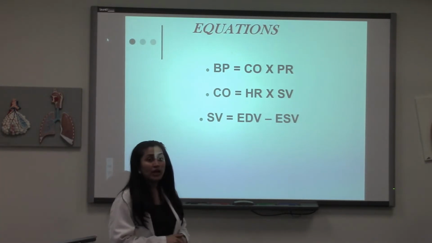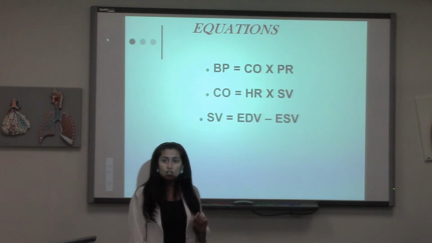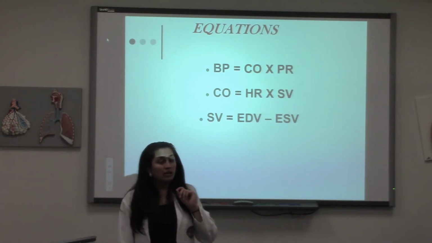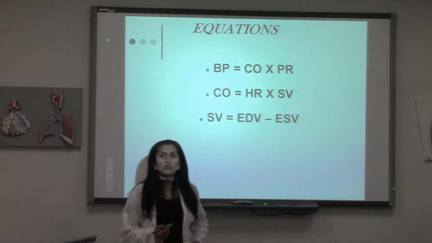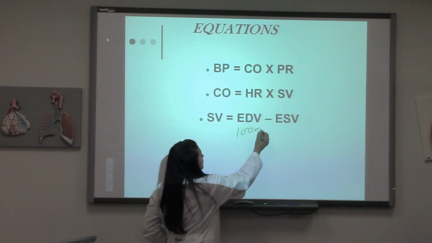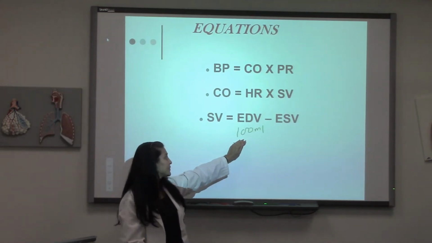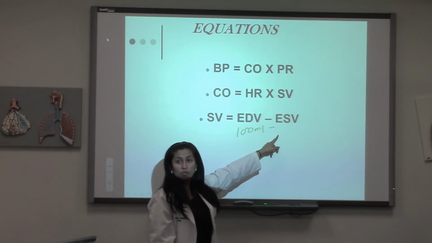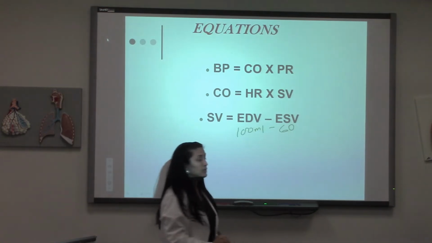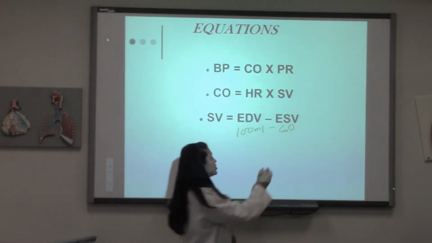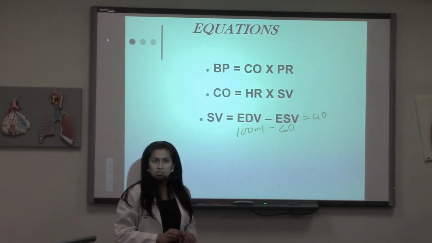The last one is how do you calculate stroke volume? Stroke volume is end diastolic volume minus end systolic volume. Let's say you started out with 100 milliliters at the end of diastole, and once systole was complete, there's only 60 milliliters in there. So how much did you eject? 40. So the stroke volume would be 40 milliliters. Does that make sense?